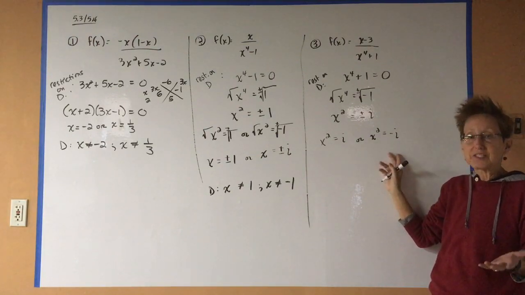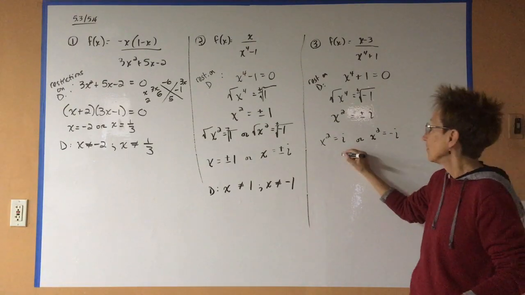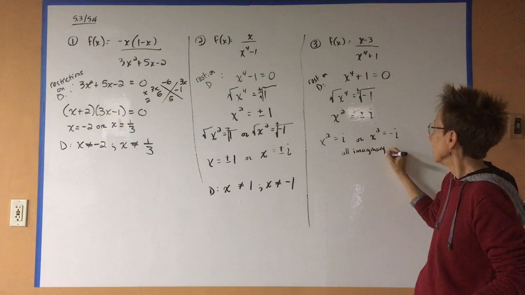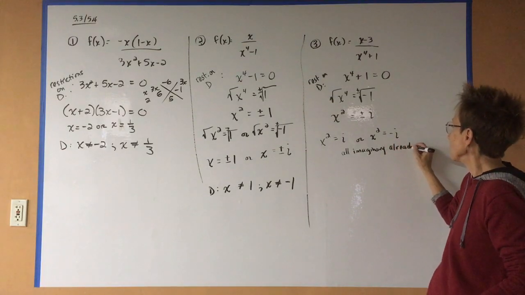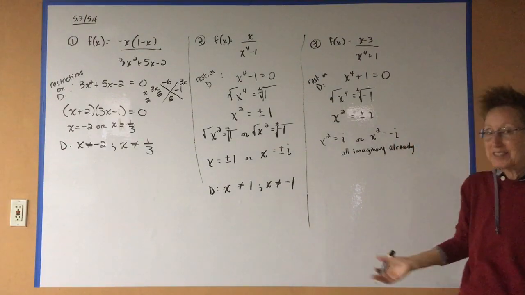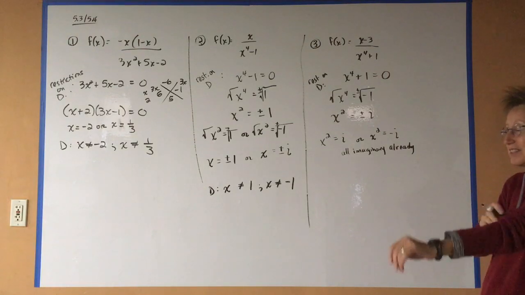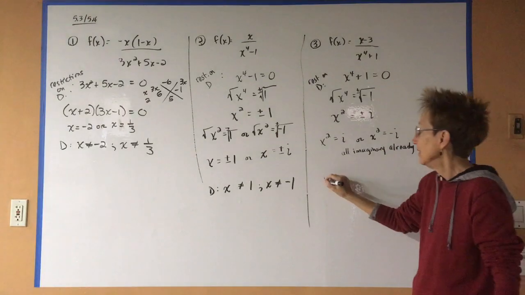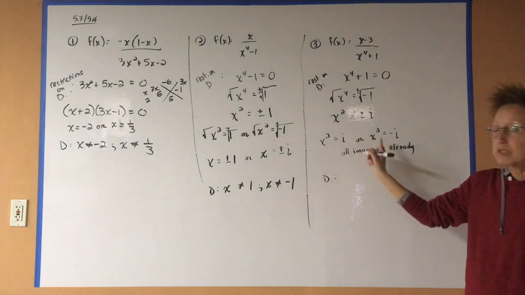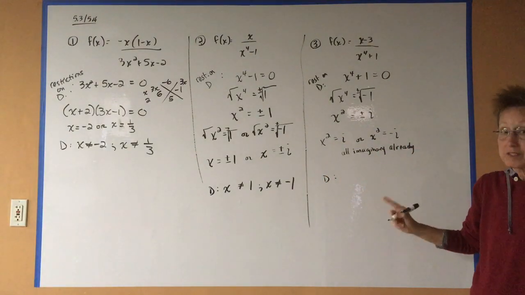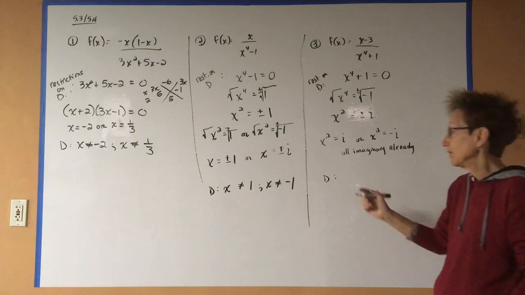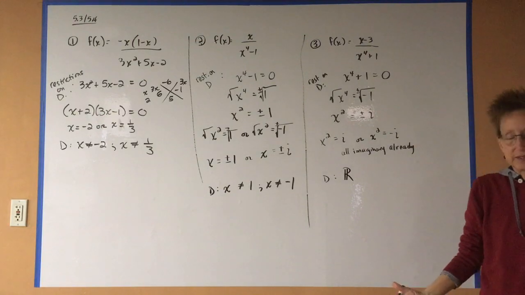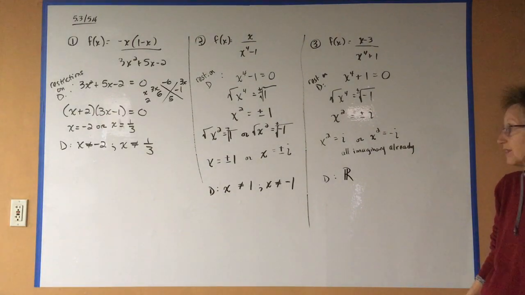These are all imaginary. I can stop now. These are all imaginary already. So when I take square roots, I'm still going to have imaginary numbers, square roots of imaginary numbers. So I don't really need to continue with this. I can conclude that since all the restrictions are imaginary, my domain is going to be all real numbers. So I could write that capital R, or in interval notation, negative infinity to positive infinity.